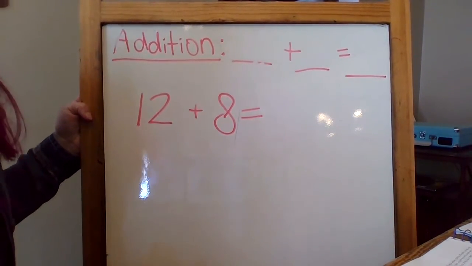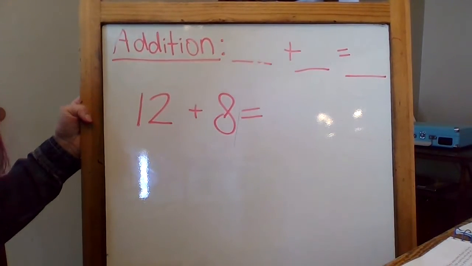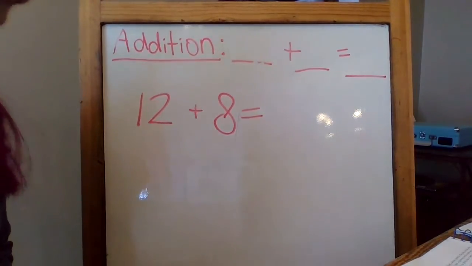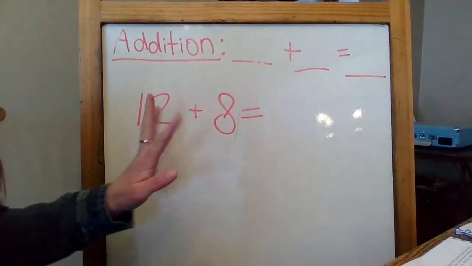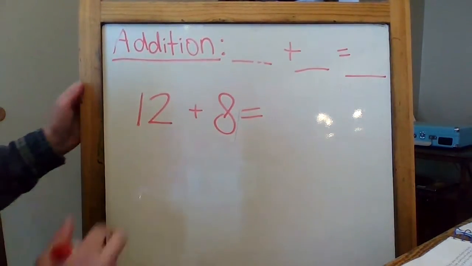If you know how to do 12 plus 8 in your head, you know how to do it, and that's great. But most of us don't know how to do that yet, and even if you do, I'm going to ask you to draw the picture with us. You can't use your fingers to do 12 plus 8 because you only have 10 fingers. So we're going to draw it.